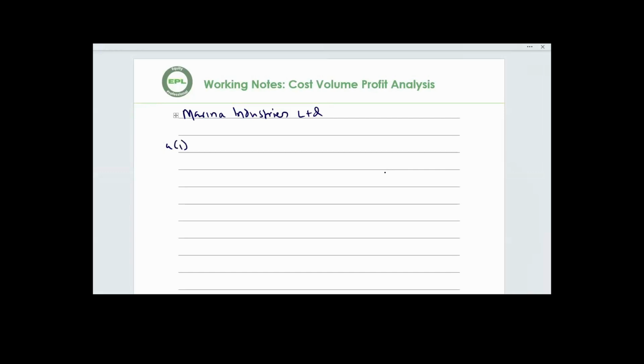So A, Roman figure 1, break-even points in units. Break-even points in units is calculated as fixed cost divided by contribution per unit. According to the question, fixed cost is 972,000 naira, divided by contribution per unit. The examiner did not give us contribution per unit, but we have information to get that. Selling price is 20 naira per unit. Variable cost per unit is 15 naira. Therefore, 20 minus 15 will give us 5. So 972,000 divided by 5.